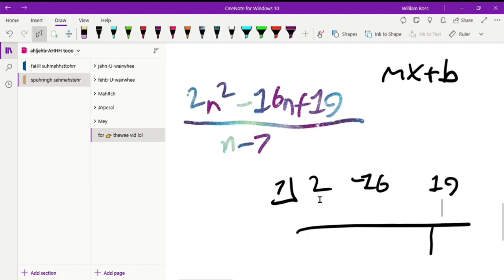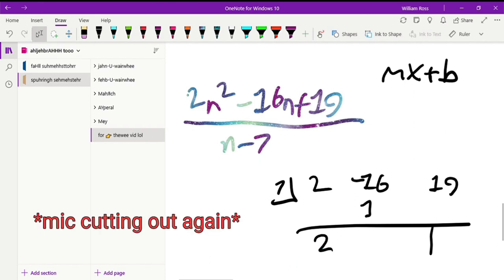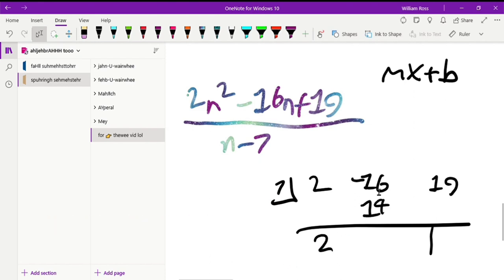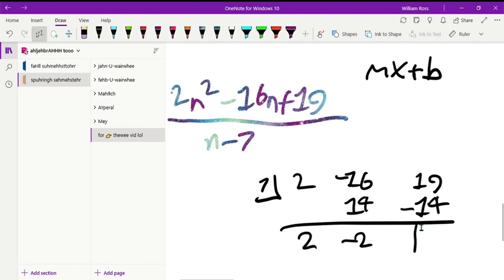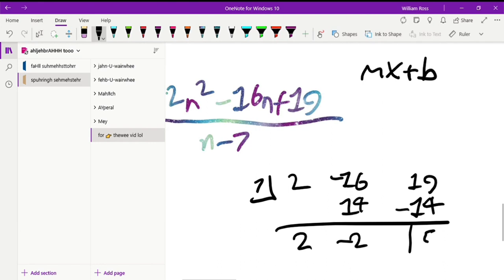Alright, now what you want to do first is drop down the first number, so we drop down the 2. You multiply whatever's over here by whatever's at the bottom. So 7 times 2, that'll be 14. Then you add: negative 16 plus 14 is negative 2. 7 times negative 2 is negative 14. And 19 minus 14 is 5.